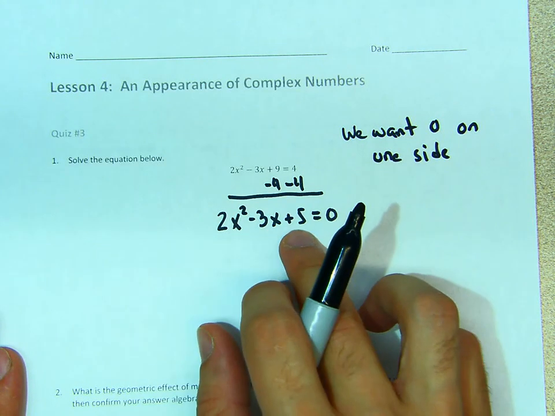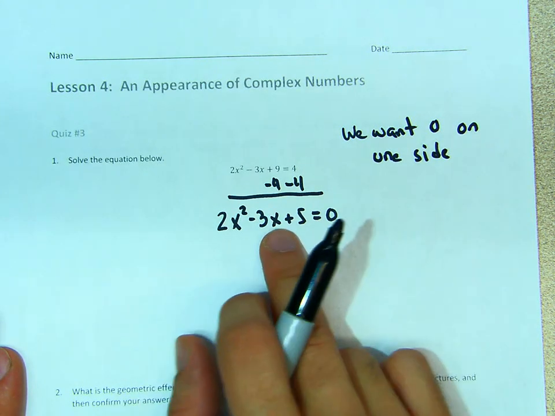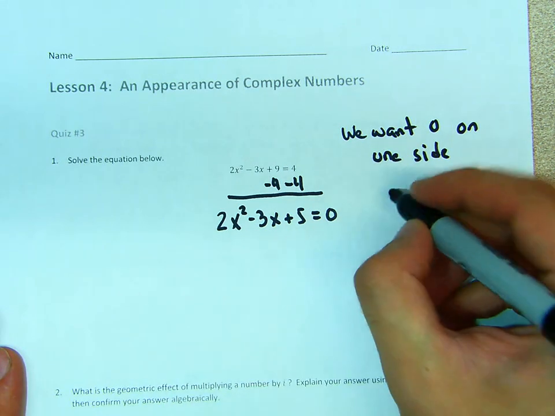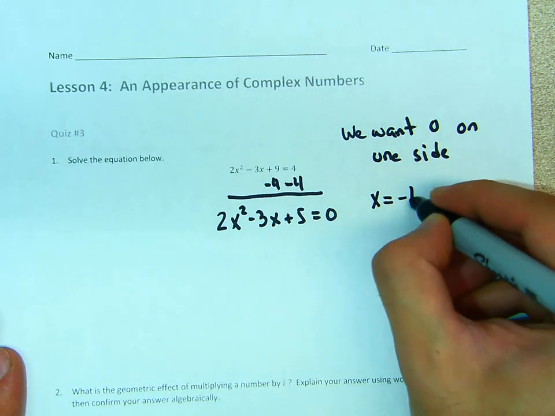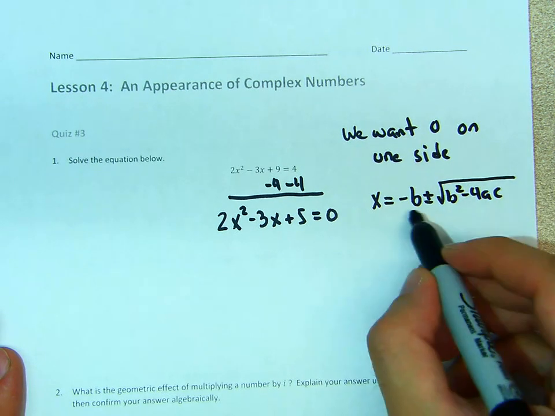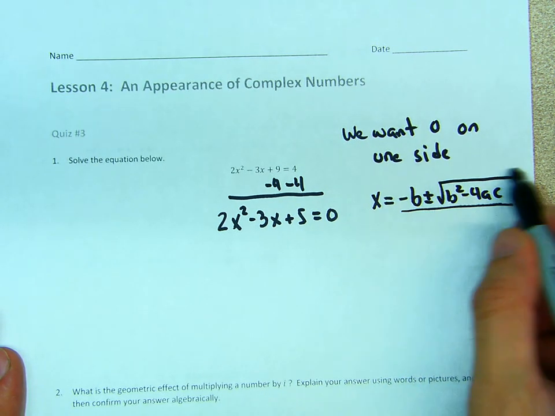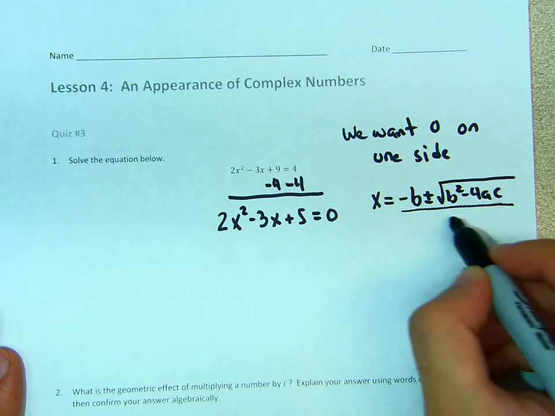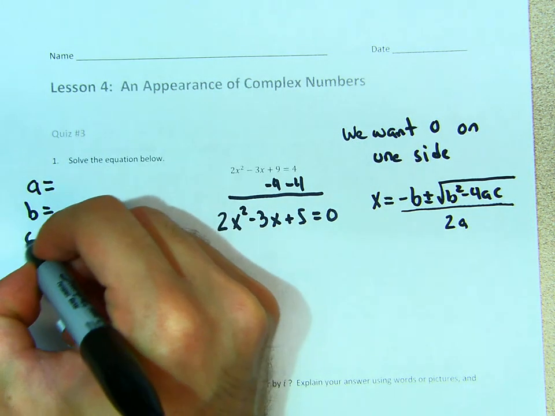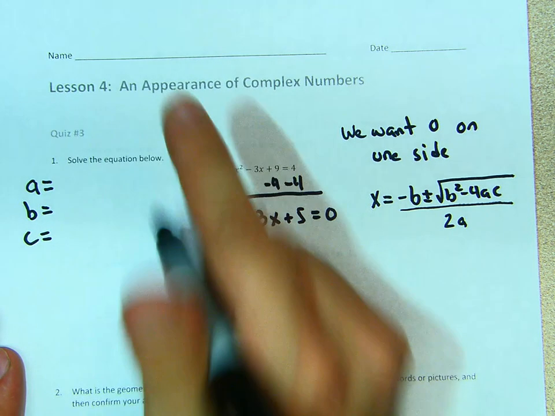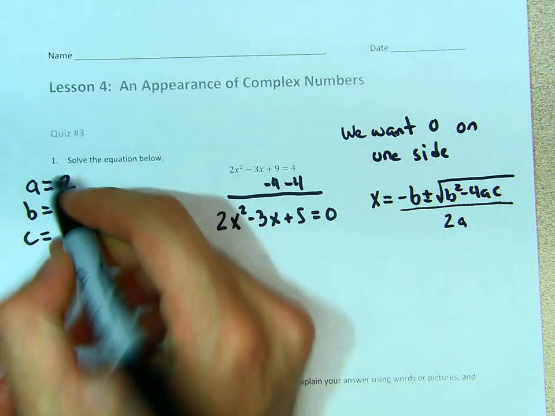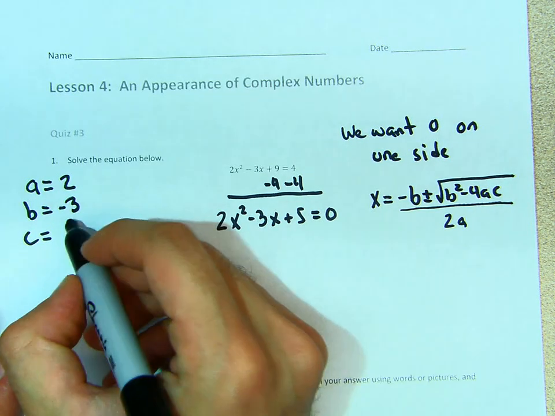So from here, can we factor this? And if you try to factor it, it won't be possible. So the only way we could solve this is using the quadratic equation. So this is the quadratic equation. It is negative b plus or minus the square root of b squared minus 4ac all over 2a. Here are a, b, and c, right? Our a is 2, our b is not 3, it's negative 3. So negative 3, and our c is 5.